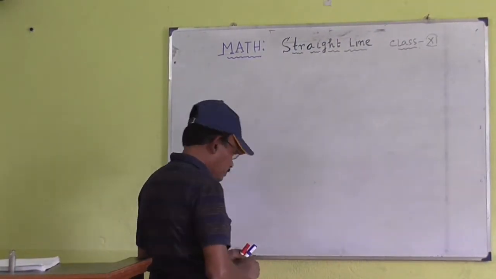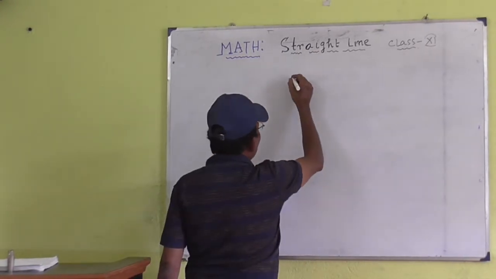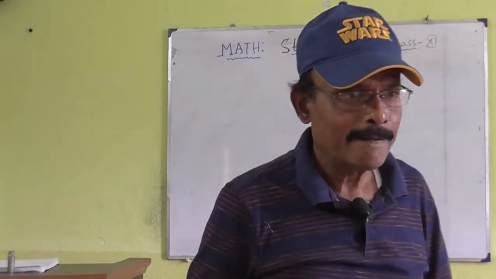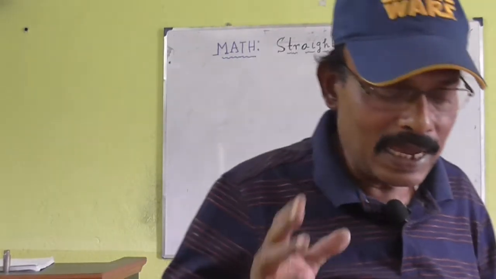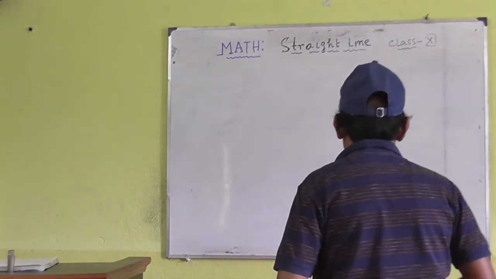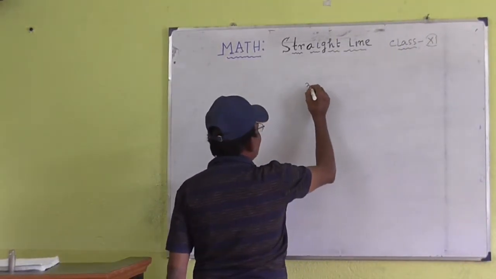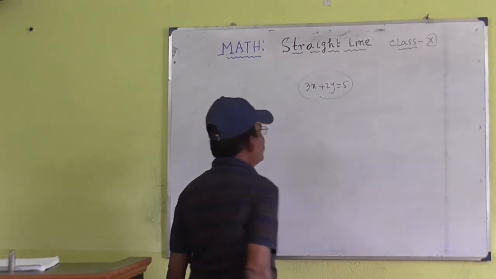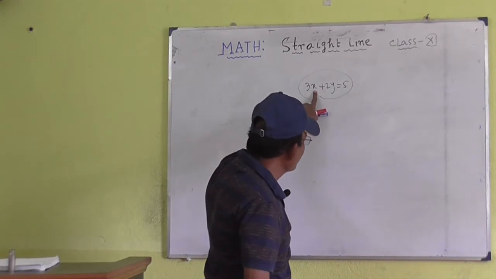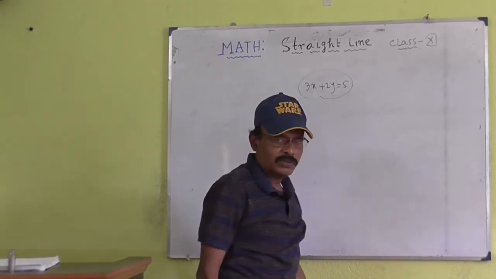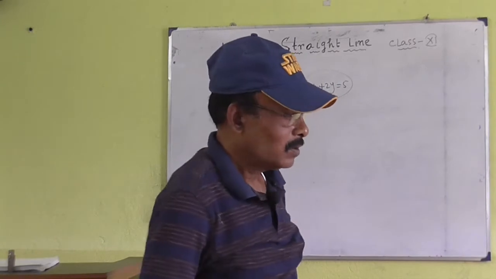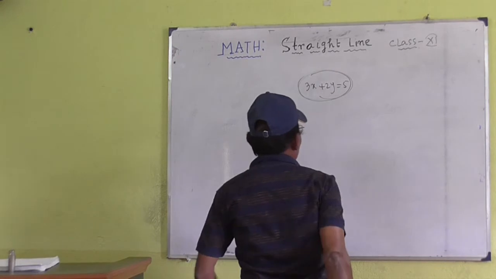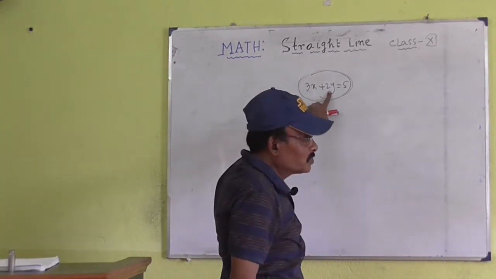Here, first we should know what a locus is. Locus means the relation between x and y. If we write 3x plus 2y equal to 5, here x and y can be any points on the coordinate axes. This is a locus and this represents a straight line.